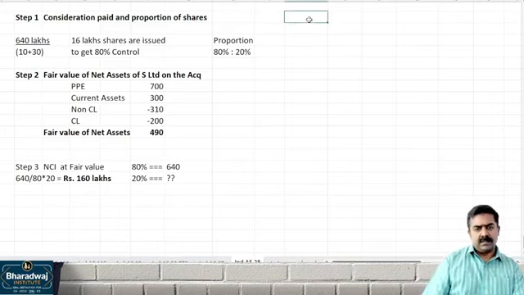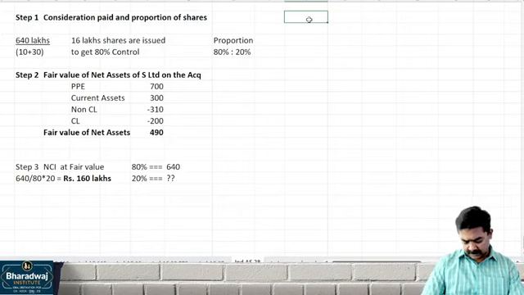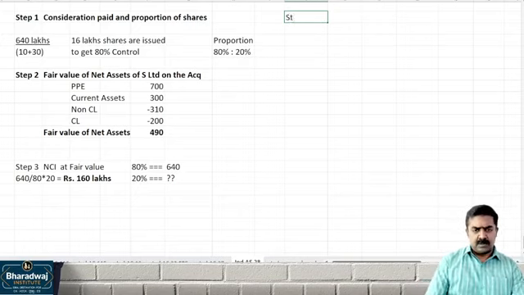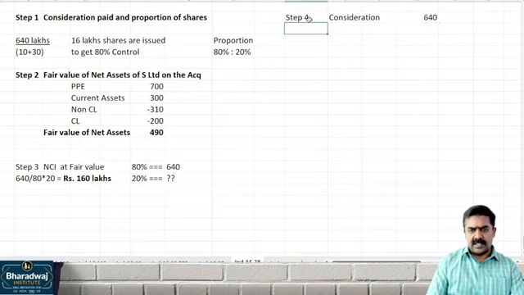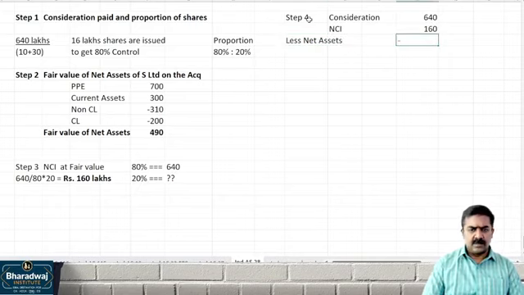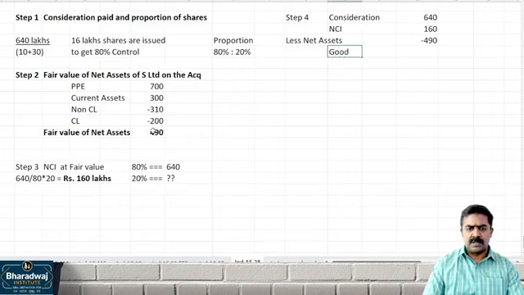Then what is the next one? Cost of control. What is the consideration paid? 640 lakhs. Then NCI at fair value 160 less net assets. Net assets are 490 na. We get which one? Goodwill 310.